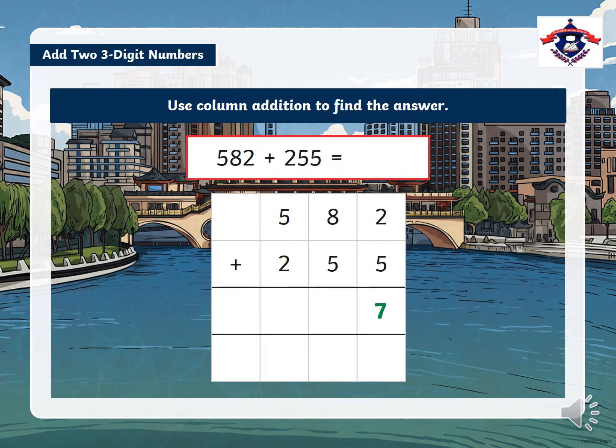Now, let's use column addition to find the answer. When we add 5 plus 2, we get 7. When we add 8 plus 5, we get 13. We will write 3 down and 1 will be carried to the next number. So, when we add 5 plus 2, we get 7 and plus 1 we get 8.